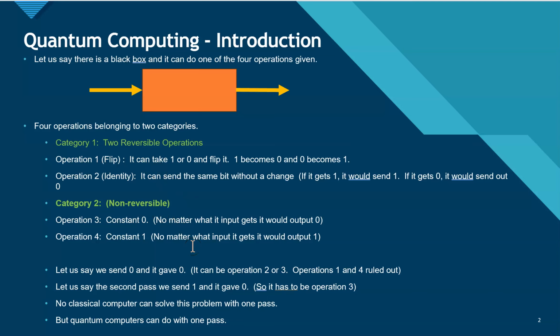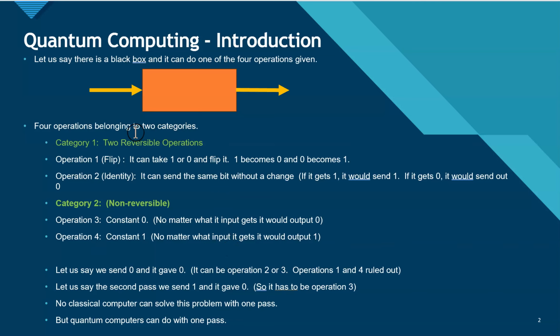Now this is the question. Listen carefully. The question is, how many passes minimum do you need to send to find out whether the operation belongs to category 1 or category 2? So let me repeat that. How many passes do you need to send to find out, not the operation, but just whether the operation belongs to category 1 or category 2? We just want to know the category.